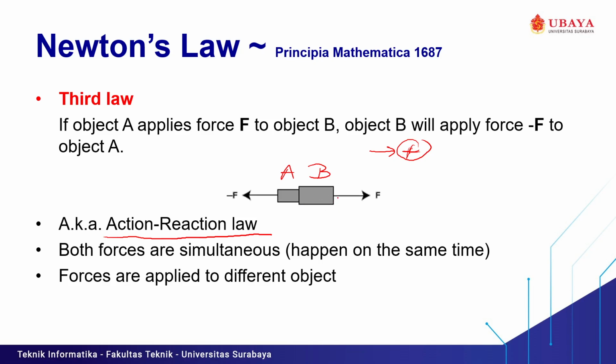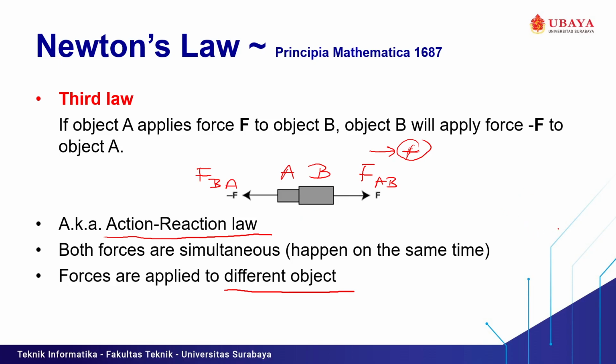In this case, both forces happen simultaneously, at the same time, but take note that these two forces are applied to different objects. So here I can denote this F in two ways. I can denote it by who applies the force and to whom. So I can denote this F as FAB, force given by A to B. Then this one is the force given by B to A.